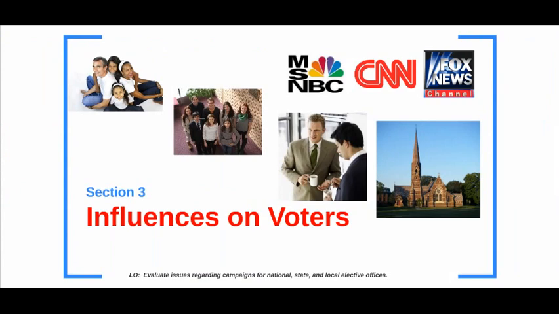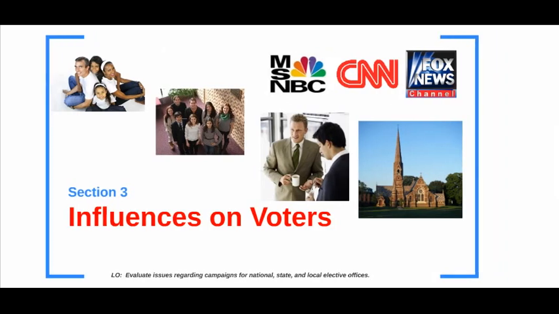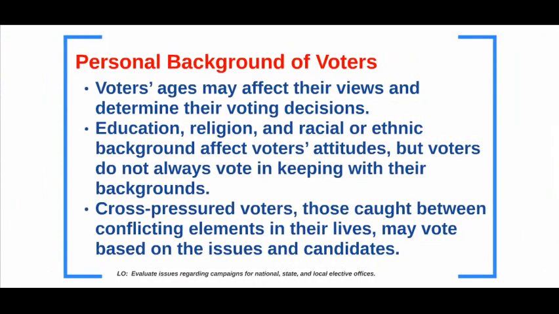Influences on voters. Personal backgrounds of voters. Voters' ages may affect their views and determine their voting decisions. Education, religion, and racial or ethnic backgrounds affect voters' attitudes. But voters do not always vote in keeping with their backgrounds. Cross-pressured voters, those caught between conflicting elements in their lives, may vote based on the issues and candidates.